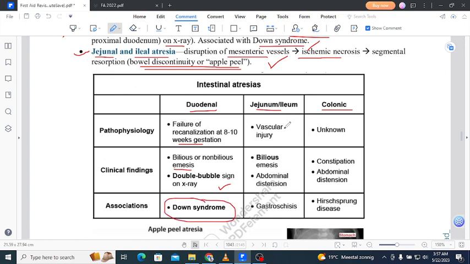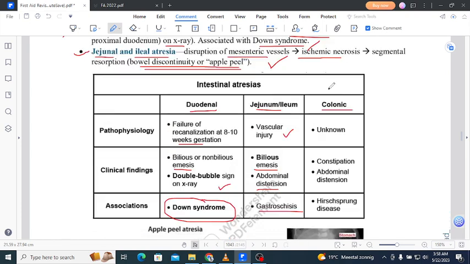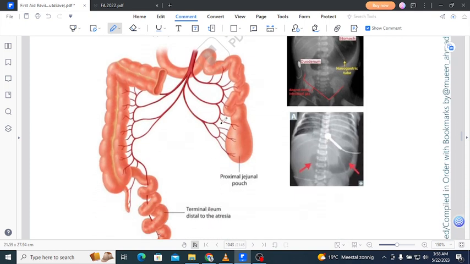For the jejunum or ileum, the problem is vascular injury. The clinical findings are bilious emesis and abdominal distension, and the association is gastroschisis. For colonic atresia, the pathophysiology is unknown. Findings are constipation and abdominal distension, and the association is Hirschsprung disease. So here you can see the apple peel atresia, proximal jejunal pouch, and the apple peel appearance happening like that.